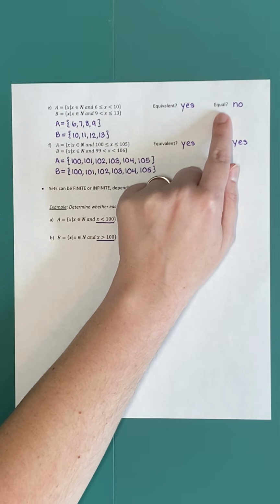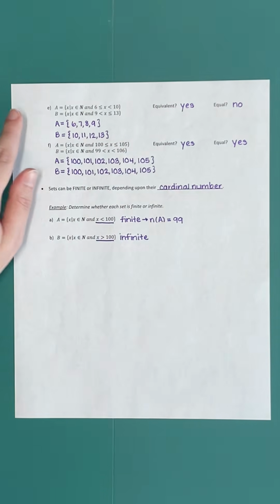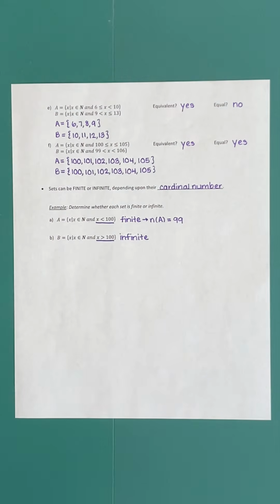Are they equal? Do they have the same contents? Well, that one's pretty easy to spot. They don't actually have any elements in common. The term for that is disjoint. These 2 sets are disjoint. They don't have anything in common, so they are definitely not equal. Nothing in common means they're definitely not equal. So the term is disjoint.